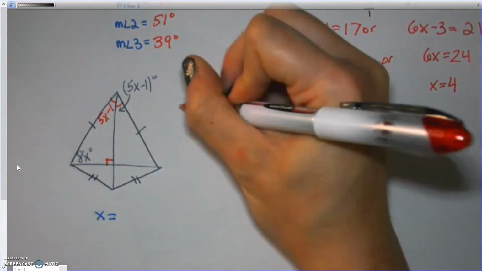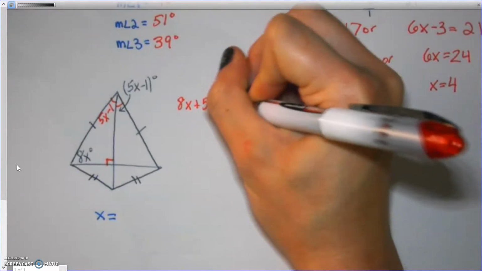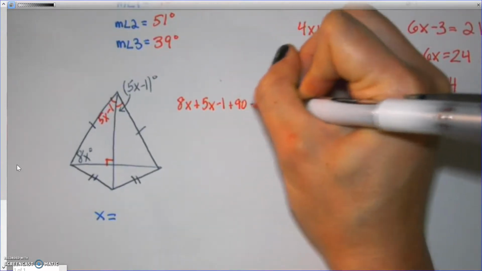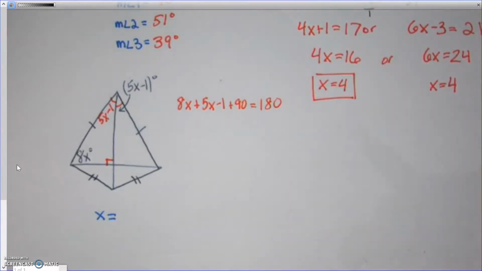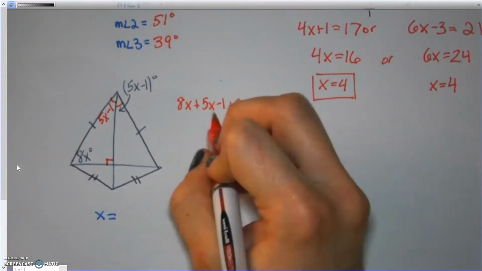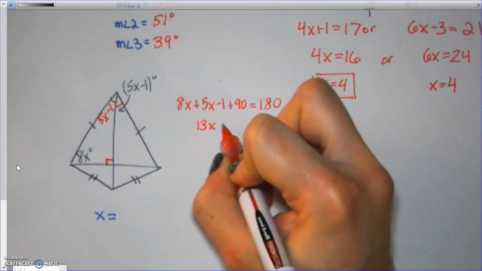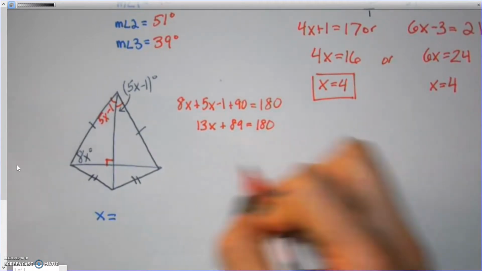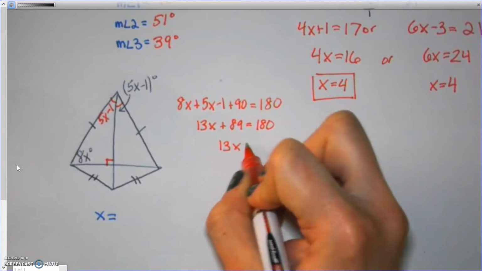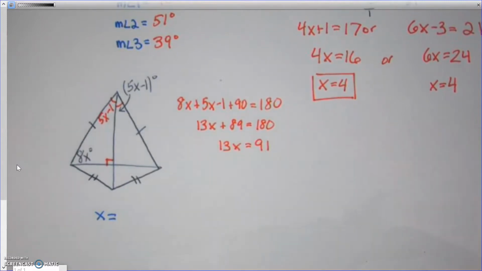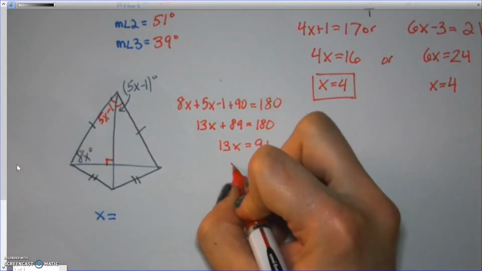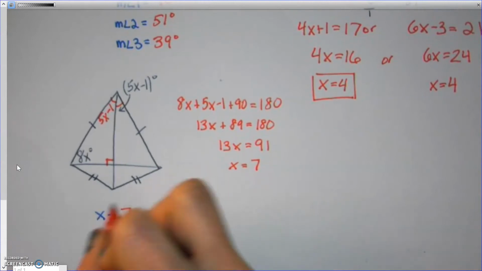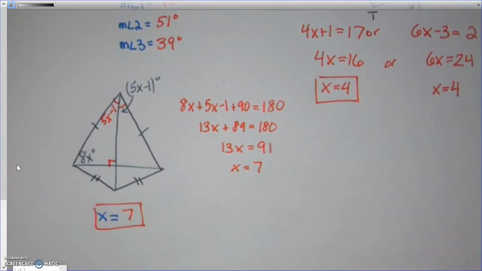So we could say 8x plus 5x minus 1 plus 90 is equal to 180. And then we will combine like terms. 8 plus 5 is 13. 90 minus 1 is 89 equals 180. I'm going to subtract 89 on both sides and get that 13x equals 91. And if I divide both sides by 13, we're going to get 7. So my final answer is that x is 7.